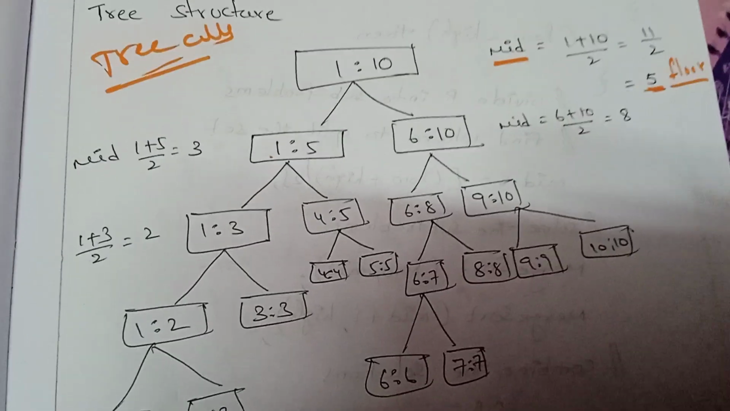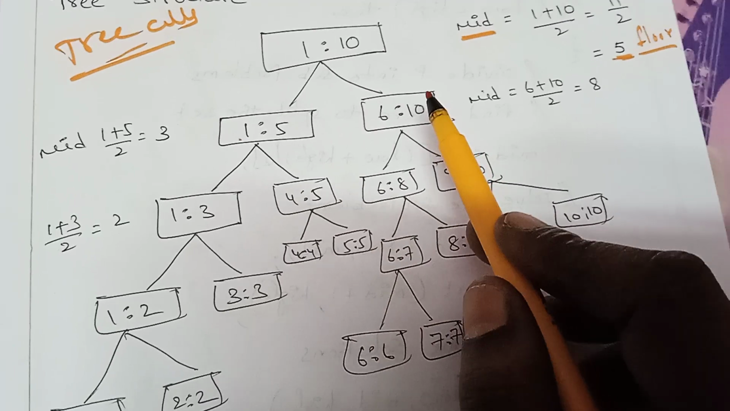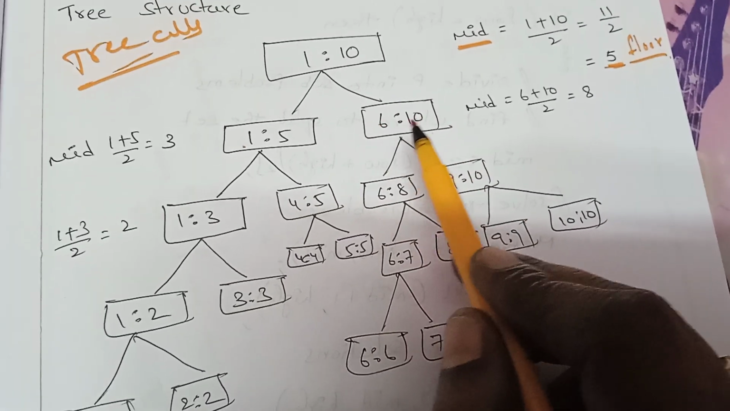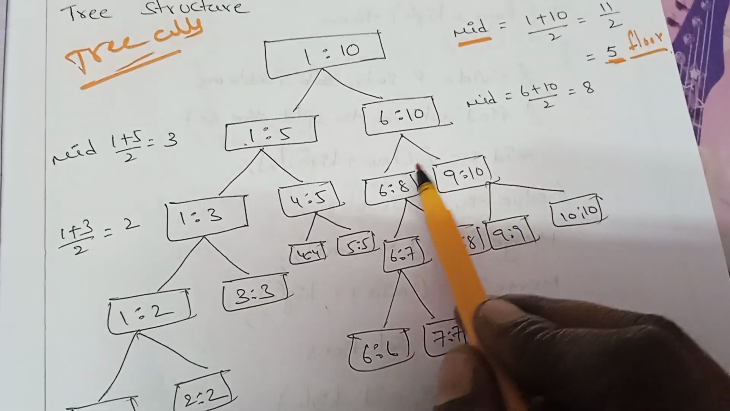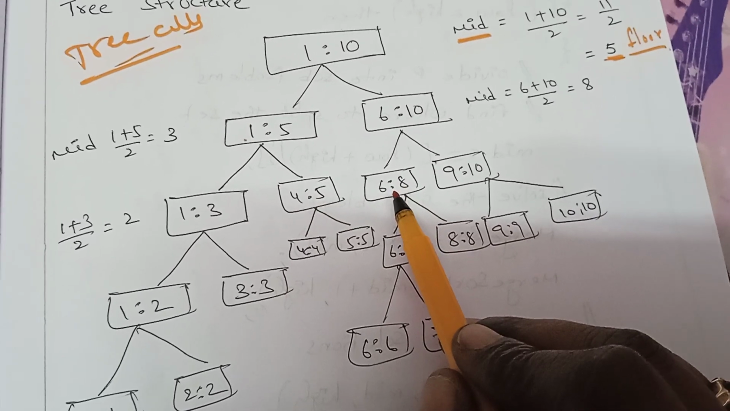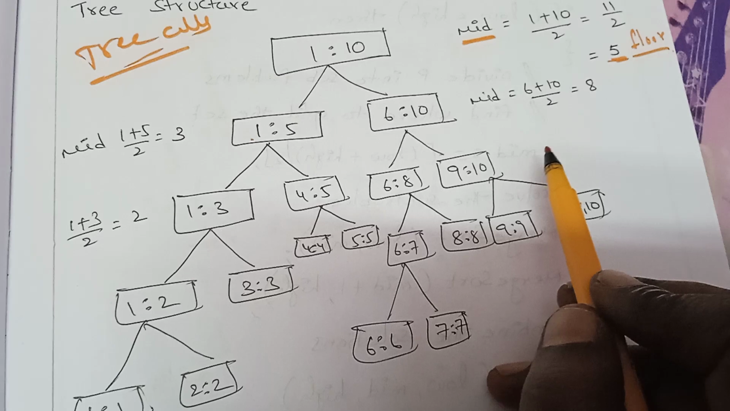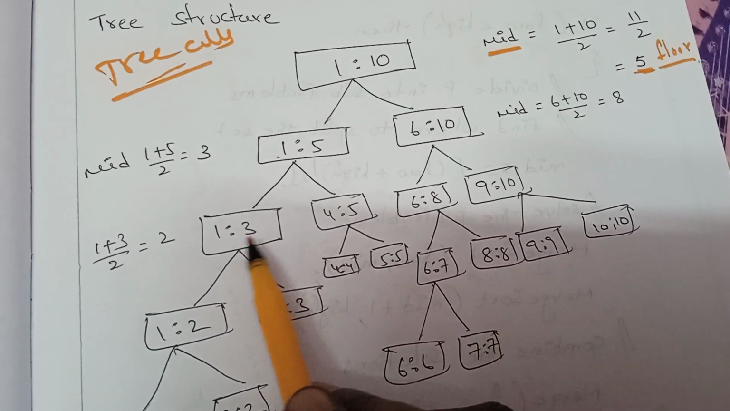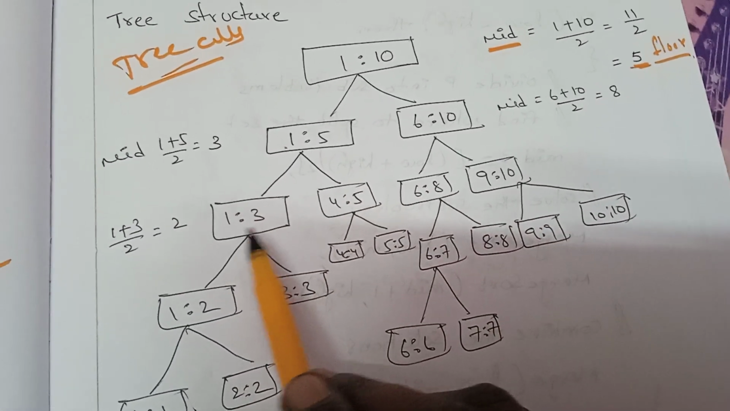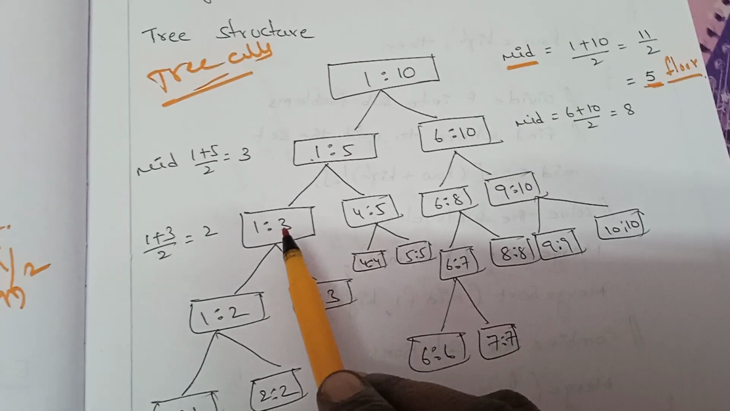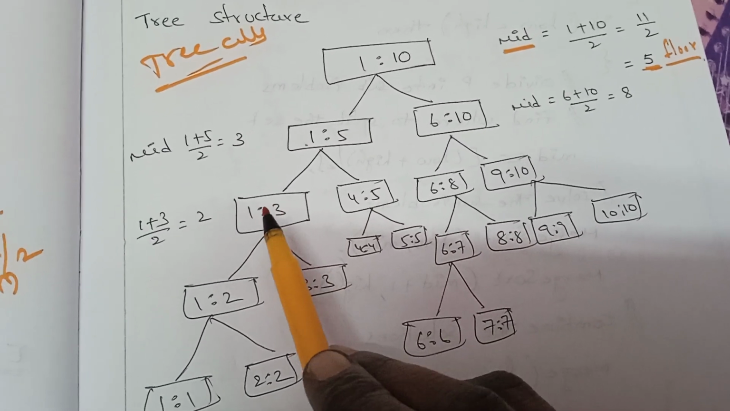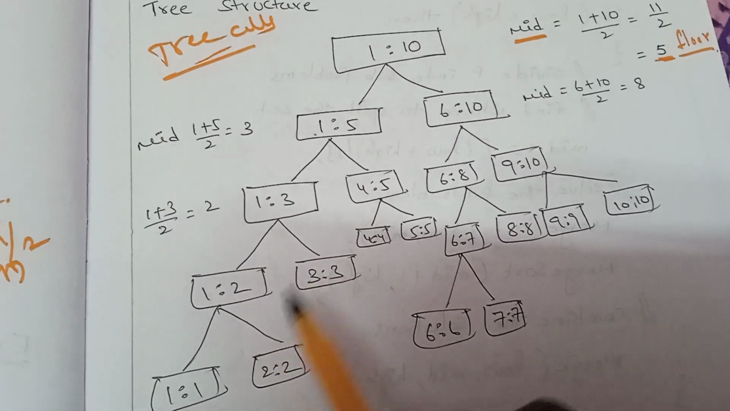The next is the same. For this partition also: 6 plus 10 by 2, that is 8. 6 to 8 is one split. Middle plus 1 means 9, so 9 to 10 is another split. Again these have 3 elements, not a single element. But what is our objective? Until the list becomes a single element, we have to divide it.